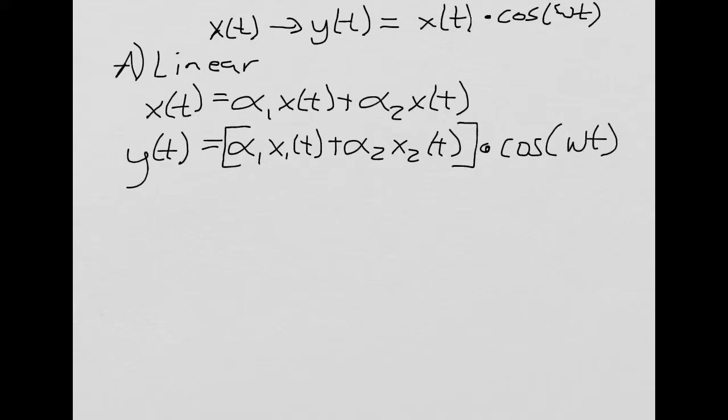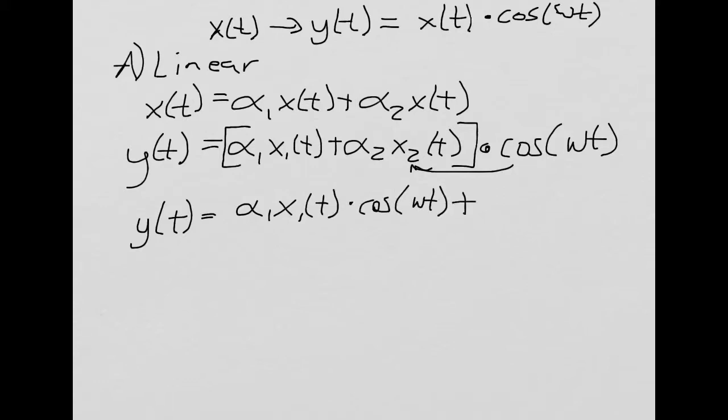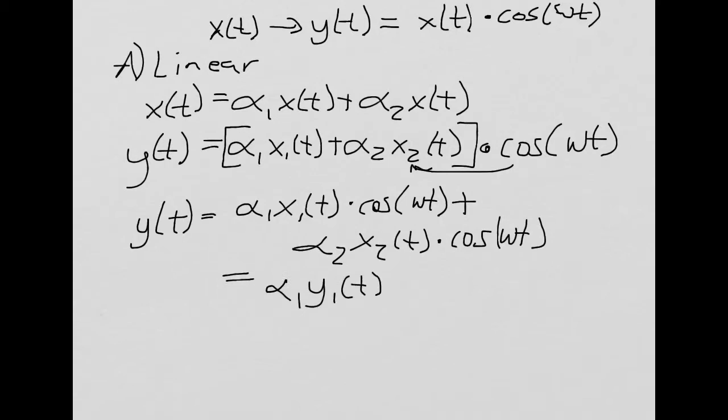And so when we distribute this cosine to each one of these, we get that y of t equals alpha 1 x1 of t times cosine of omega t plus alpha 2 x2 of t times cosine of omega t, which we can further simplify as saying that this is alpha 1 y1 of t plus alpha 2 y2 of t. So we have therefore determined that this is linear.